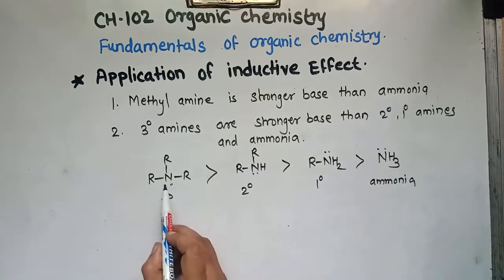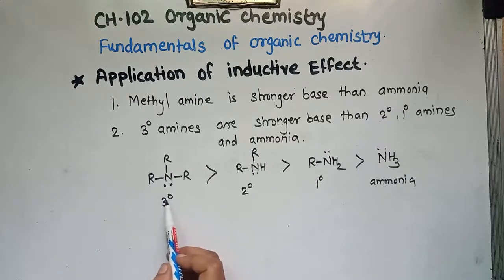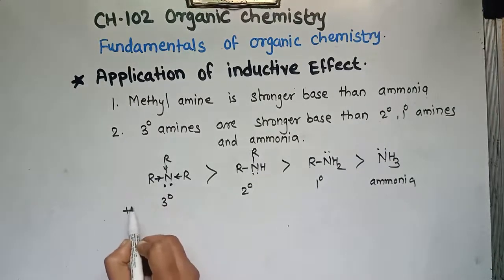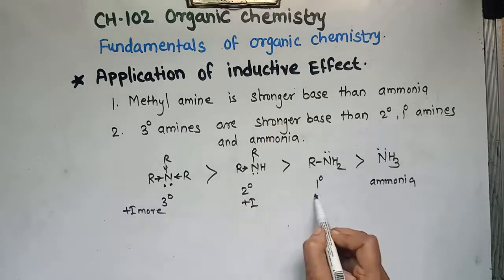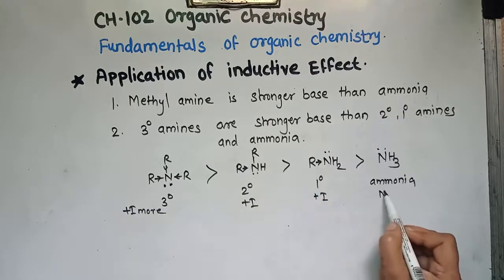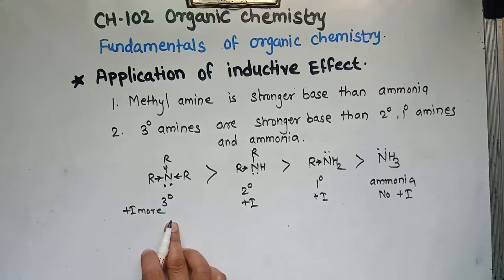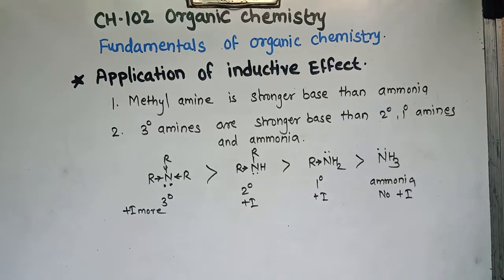So why? Because in the previous case we saw that due to one R group, the conjugate acid which is formed is stabilized by the plus I effect. So in this case there are 3 R groups, so the plus I effect is more. Here also there is the plus I effect of this R group. Here also the plus I effect of this R group. Here there is no plus I effect. Due to that, these tertiary amines are stronger bases than the remaining ones. Okay. So with this, we complete the application of inductive effect according to acidity as well as basicity.